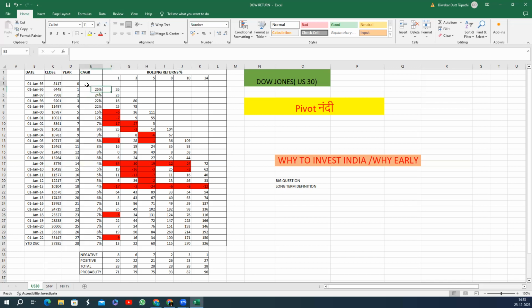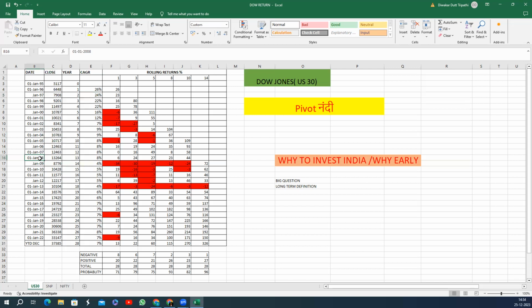Whereas in the first column of compounded annual growth rate, what does it mean? Someone invested in 95 and remained invested for a 2 year period, which is denoted by 2 year, and he has been getting a 24% return, and so on so forth. For more clarity, let us come on this.